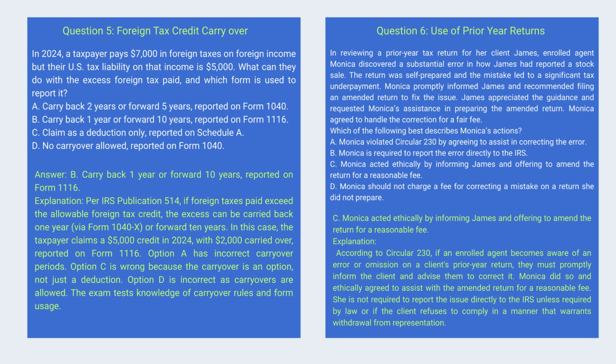Per IRS Publication 514, if foreign taxes paid exceed the allowable foreign tax credit, the excess can be carried back 1 year via Form 1040-X or forward 10 years. In this case, the taxpayer claims a $5,000 credit in 2024 with $2,000 carried over, reported on Form 1116. Option A has incorrect carryover periods. Option C is wrong because the carryover is an option, not just a deduction. Option D is incorrect as carryovers are allowed. The exam tests knowledge of carryover rules and form usage.